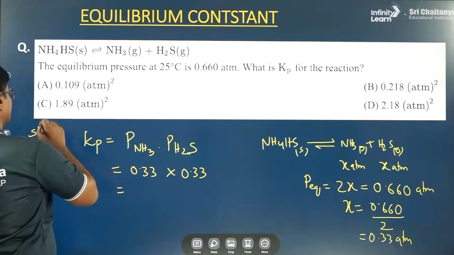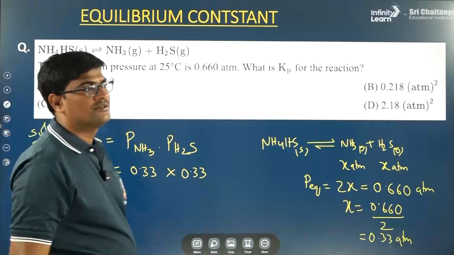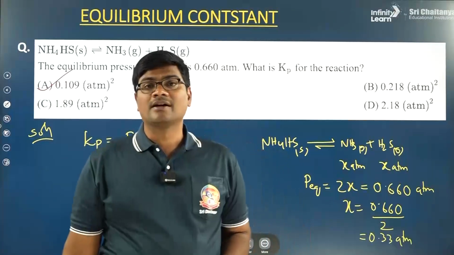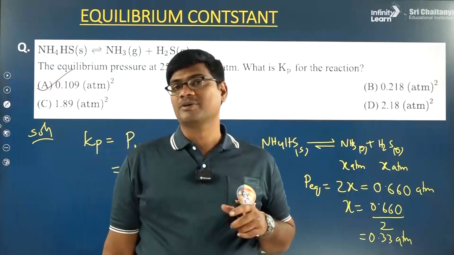So, what is the right answer? The right answer is option A, 0.109 atmosphere square. I hope you are clear with this.